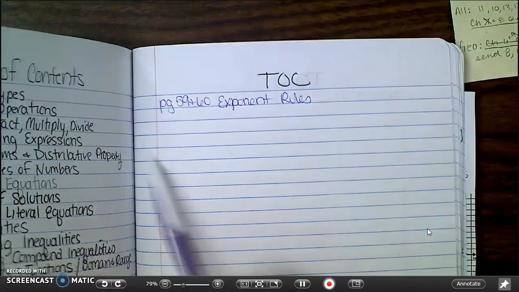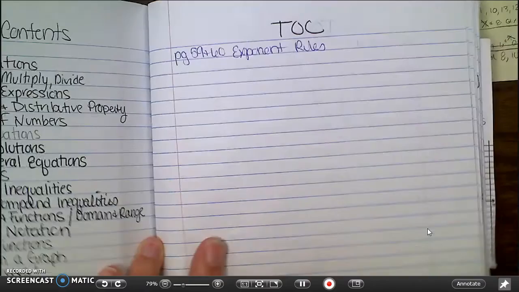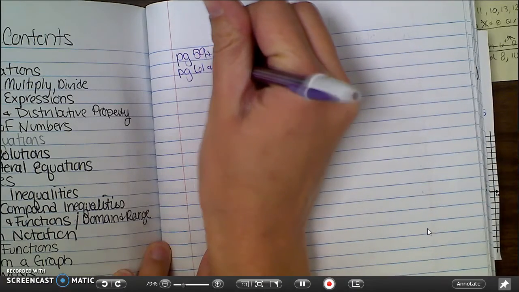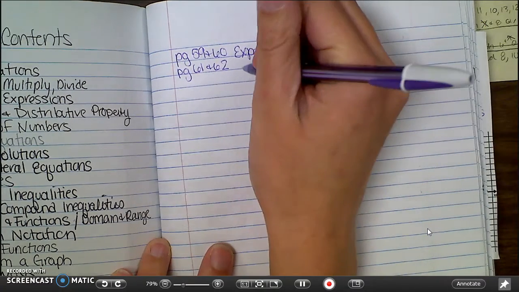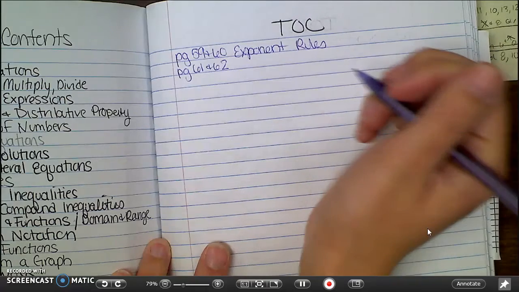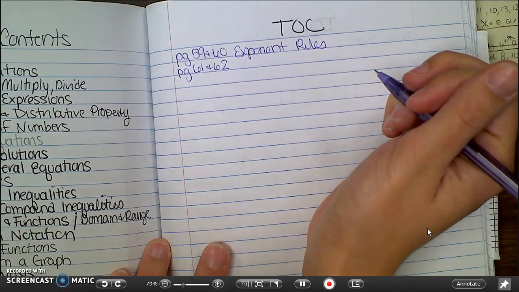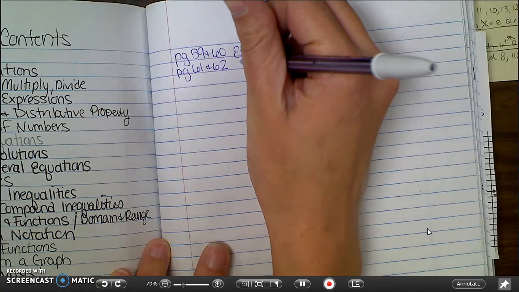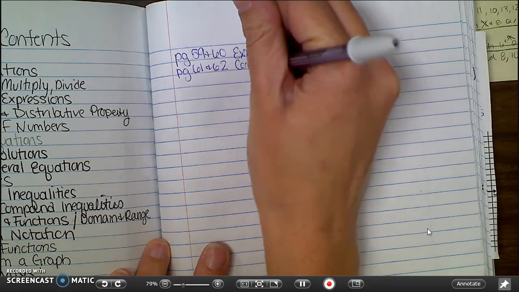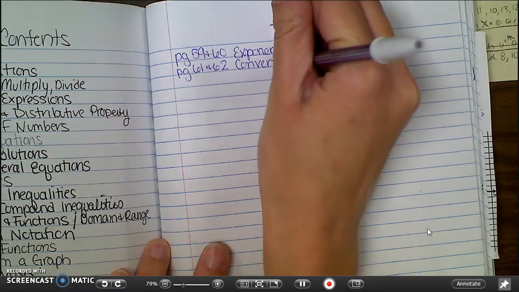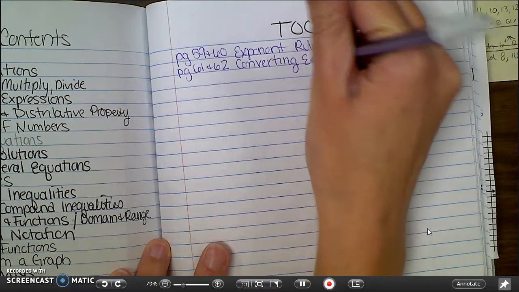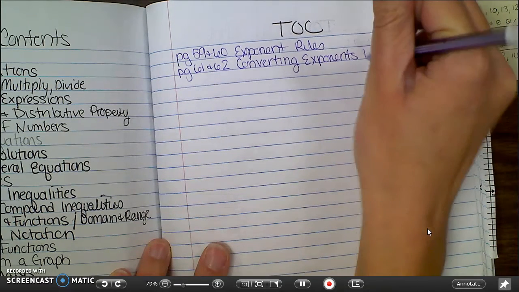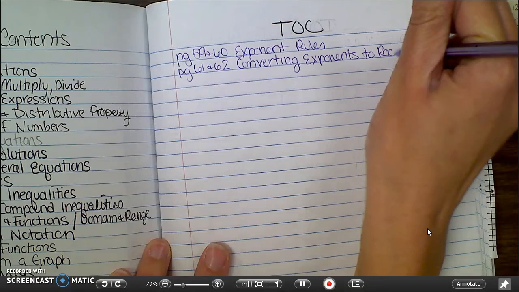Alright guys, we're going to add to our table of contents. We're going to put page 61 and 62. And we're going to talk about writing our exponents in a different way. So we're going to talk today about converting exponents to root form.